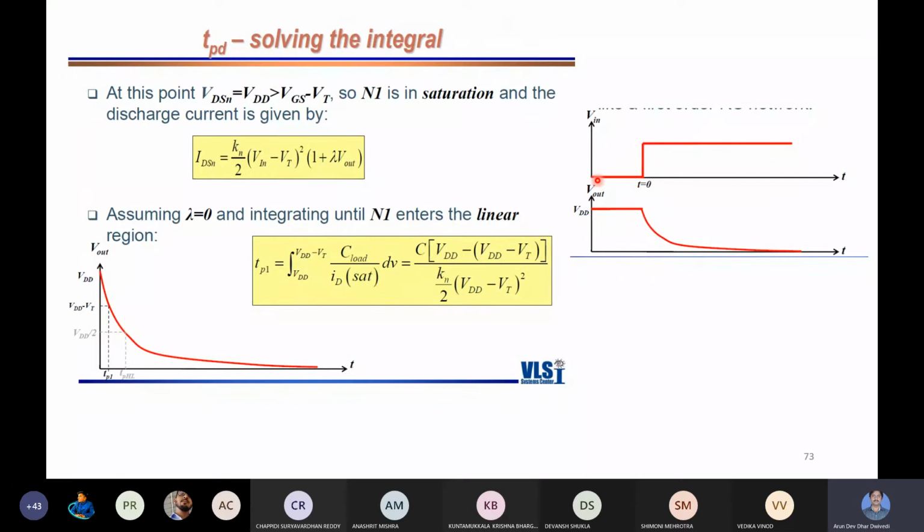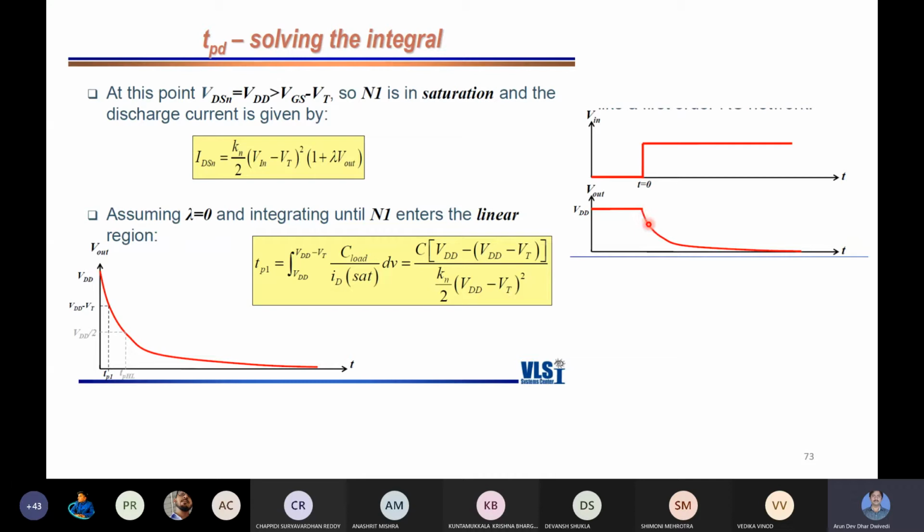Here we can see, if we consider the input at t equal to 0, the input is switching from low to high, it becomes high and stays high, and at the same time the output is switching from high to low. Initially the output VDS is equal to Vout for the NMOS transistor. So Vout is equal to VOH initially.